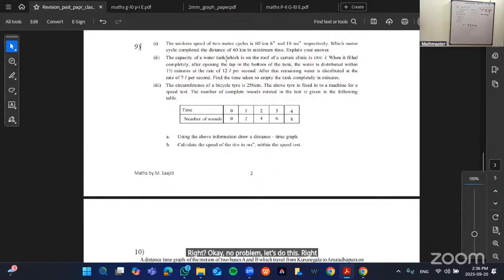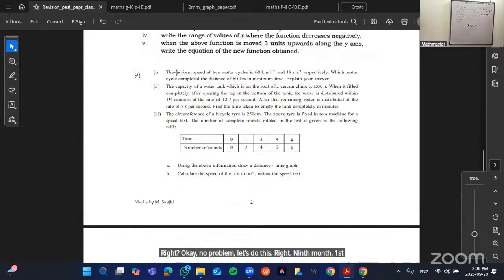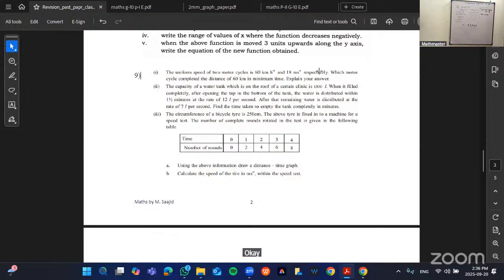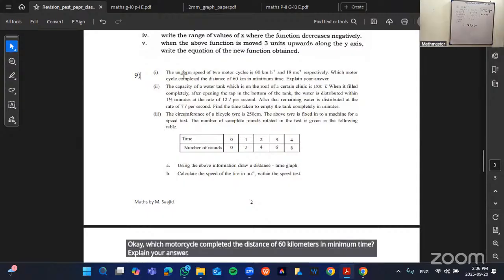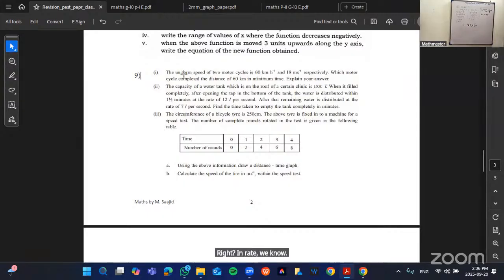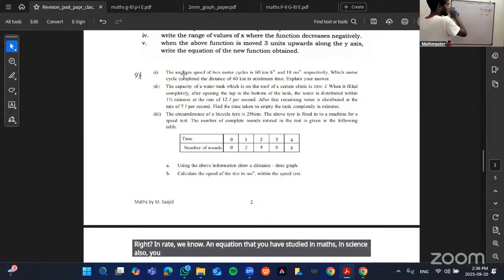Ninth one's first Roman number. The uniform speeds of 2 motorcycles are 60 kilometers per hour and 18 meters per second respectively. Which motorcycle completed the distance of 60 kilometers in minimum time? Explain your answer. In rates, we know an equation that you have studied in maths. In science also, you have studied the same thing, but in a different way. What is it?